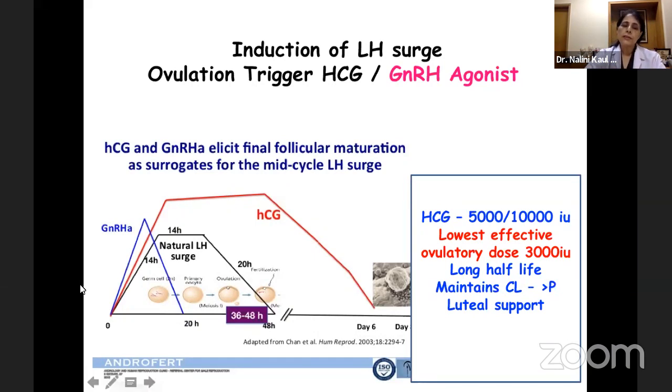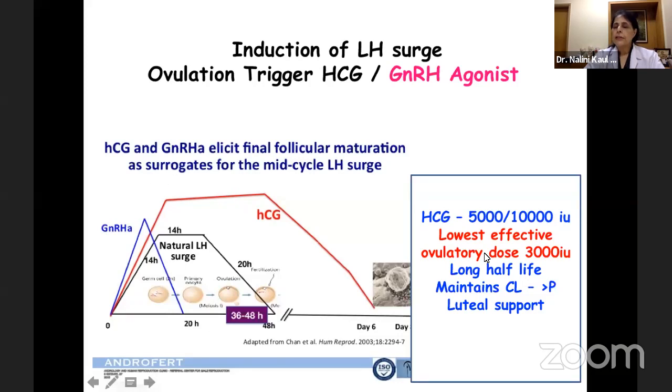Now the natural surge goes up 14 hours, plateau 14, and then down in the next 20 hours. And this lasts for 36 to 48 hours, basically. So 36 hours after the start of the surge, ovulation will happen. In HCG, it's a rise, a long plateau, and a long time to drop. So almost by day 6, the effect of HCG will last that long. When you give an agonist, however, you have a sharp rise and a sharp fall.